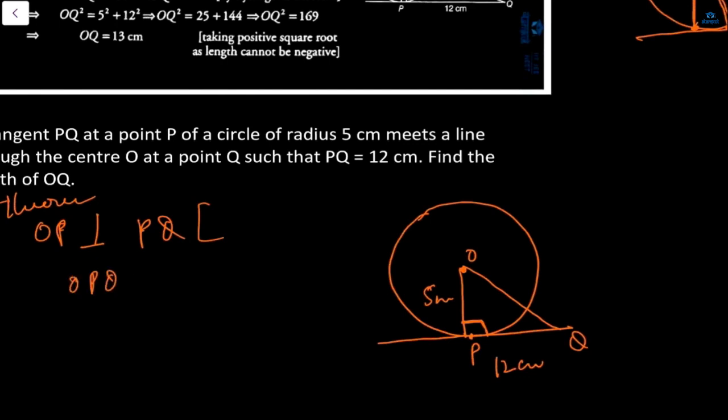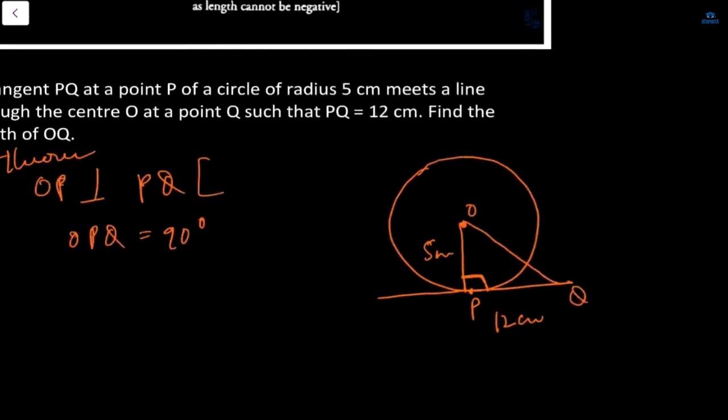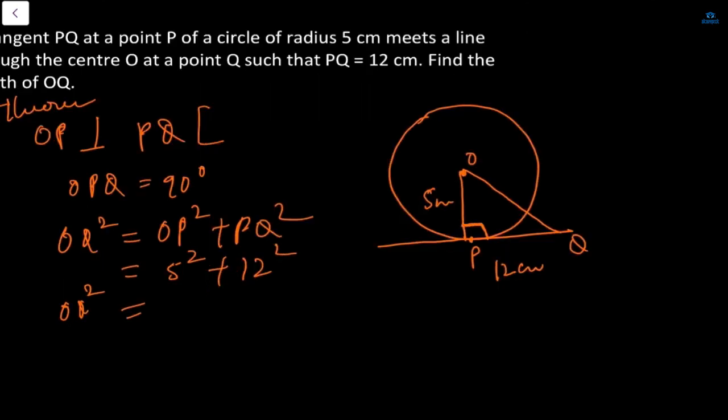angle OPQ will be equal to 90 degrees. So by applying the Pythagoras theorem, you can say that OQ square will be equal to OP square plus PQ square. So this will be equal to 5 square plus 12 square. 25 plus 144. Yes. 13, ma'am.